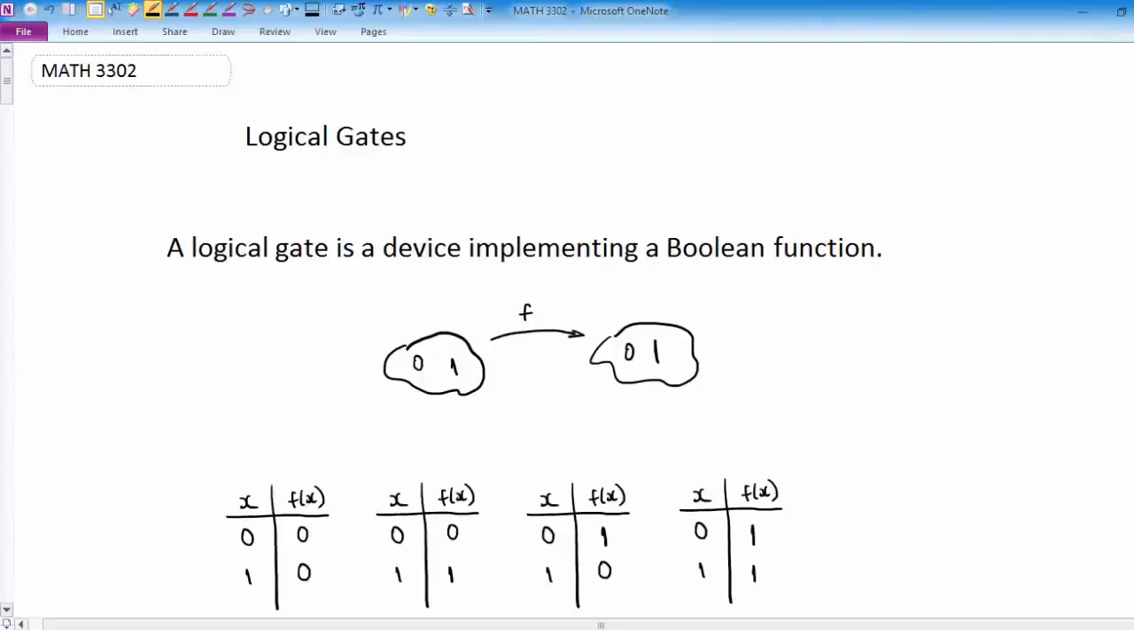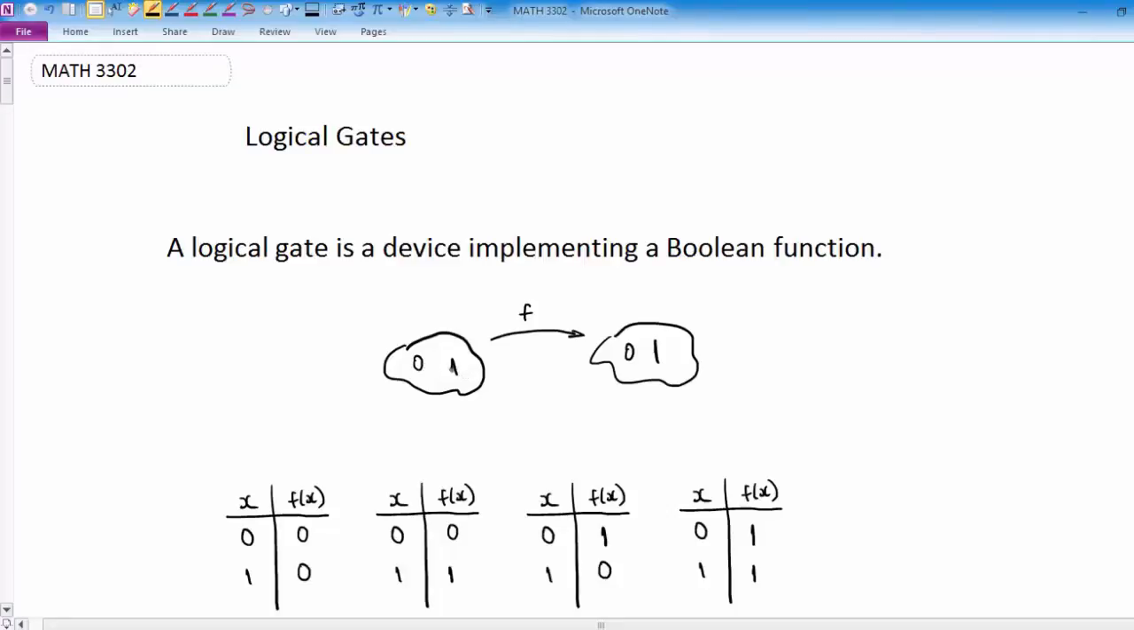In Chapter 10, we study logical gates. A logical gate is a device implementing a Boolean function. Now, what is a Boolean function? It is a function where the domain can only have two elements, 0 and 1.